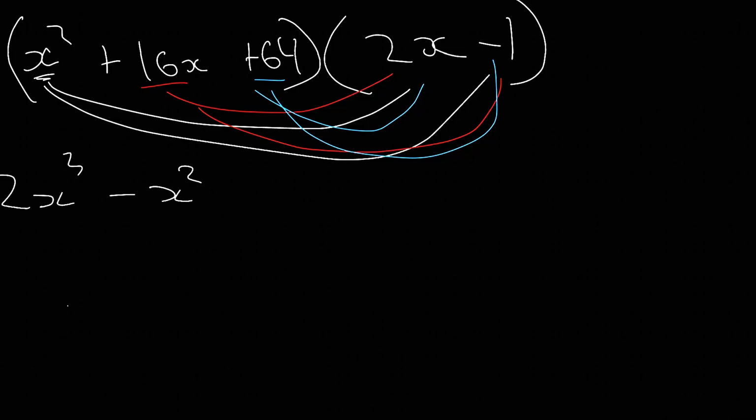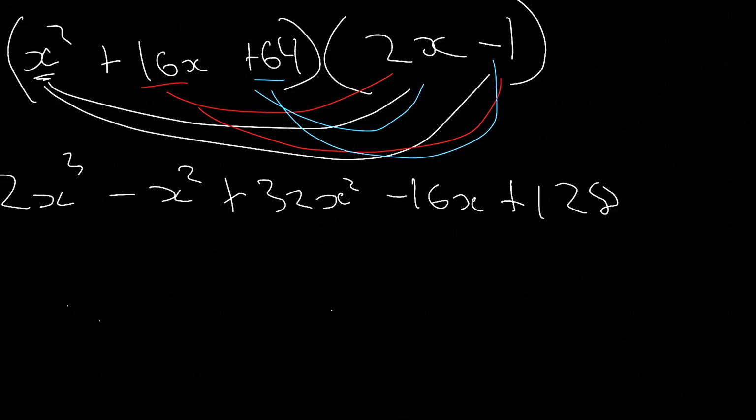Then I have 16x times 2x, which gives me plus 32x squared, and then 16x times minus 1, which is just minus 16x. Plus 64 times 2x gives me plus 128x, and then plus 64 times minus 1 just gives me minus 64.